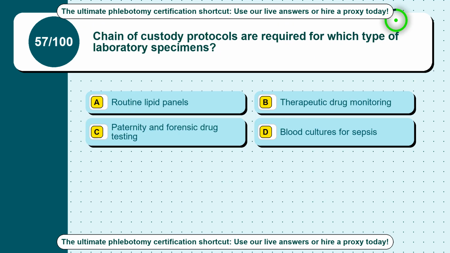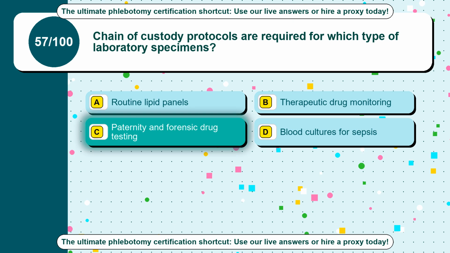Question 57. Chain of custody protocols are required for which type of laboratory specimens? Option A. Routine lipid panels. Option B. Therapeutic drug monitoring. Option C. Paternity and forensic drug testing. Option D. Blood cultures for sepsis. The correct answer is option C. Paternity and forensic drug testing.